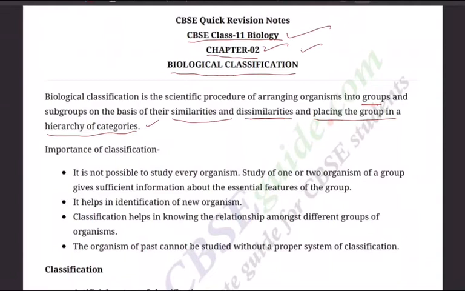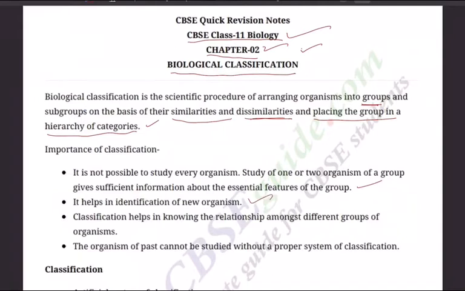So what is the importance of classification? Why should we do this biological classification? It is not possible to study every organism. Study of one or two organisms of a group gives sufficient information about the essential features of the group. At least phylum, order, class will have general characteristics. Like if you study a cockroach, you know some very common interesting characters of phylum Arthropoda. When you study a flowering plant, you know the division Angiosperms. So some of the important characteristics you will come to know.